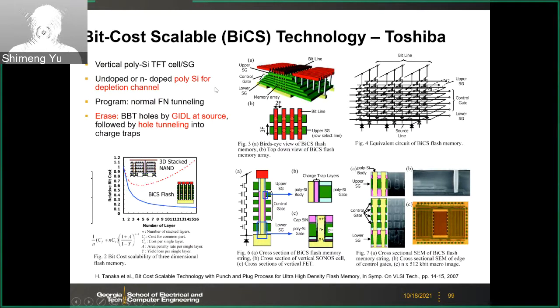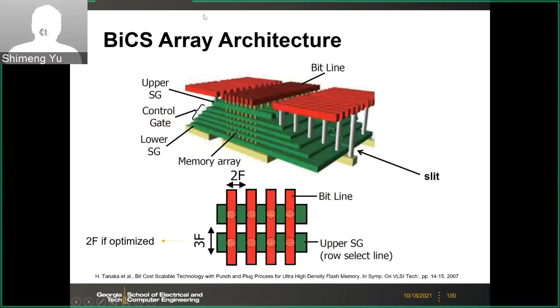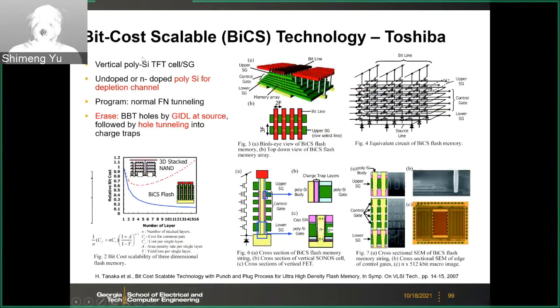By the way, this is called BiCS, named after bit cost scalable technology. The reason it is bit cost scalable is that it shares the lithography step, as we discussed earlier.